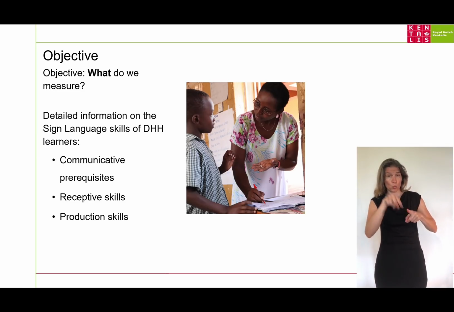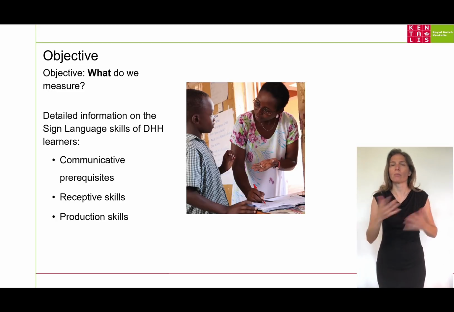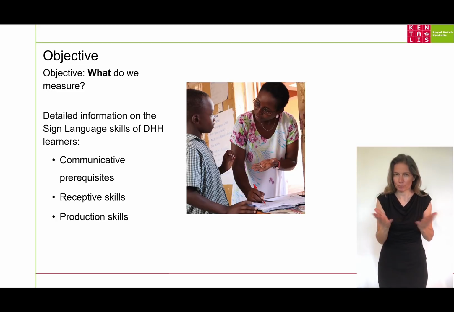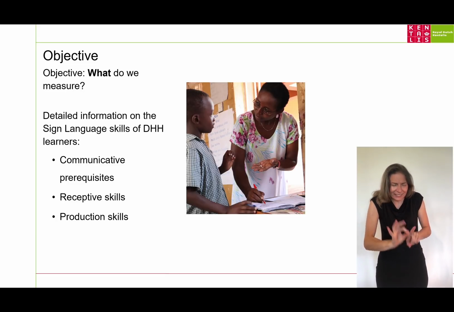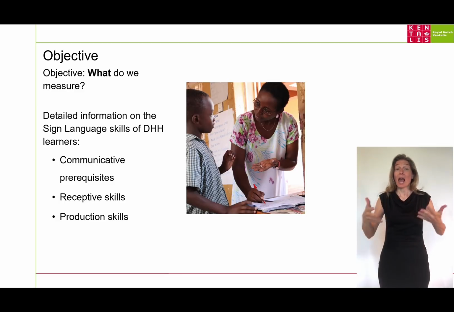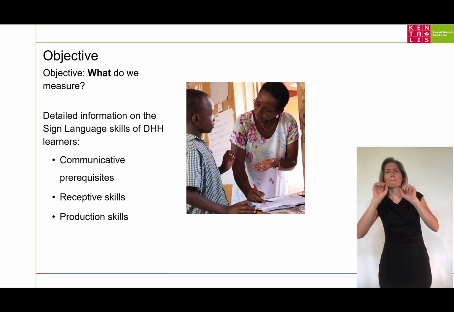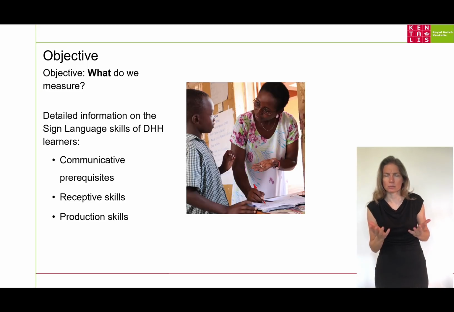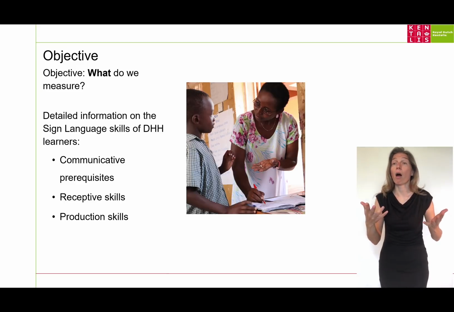So what is the objective of this observation tool, or in other words, what is it that we measure? So we want to gather detailed information on the specific sign language skills of deaf and hard of hearing learners. And these sign language skills have been divided up into 3 categories, and the first one being communicative prerequisites. And that is skills that children need prior to learning language.